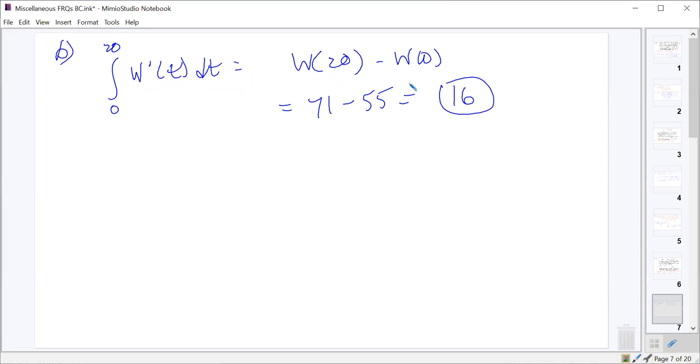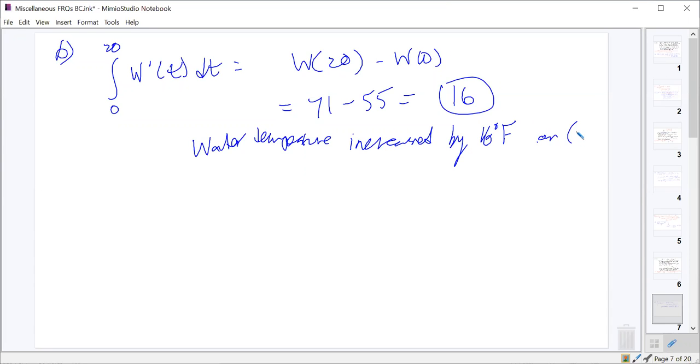And in the context of the problem, this is an integral of the rate of change of the W, so that's the actual amount that the water temperature changed. So the water temperature, we'll say, increased by 16 degrees Fahrenheit on 0 to 20. Everybody good there with part B? Which is also 2 points, one for the value and one for your explanation. Any questions there?